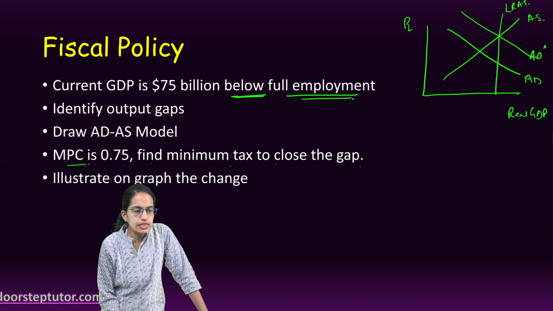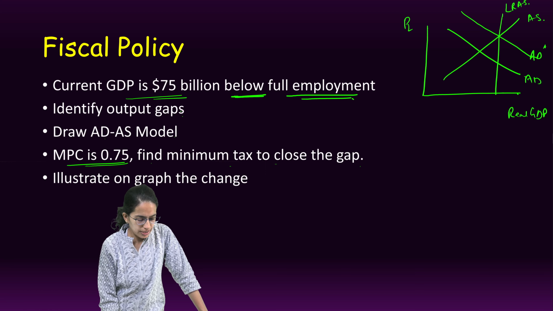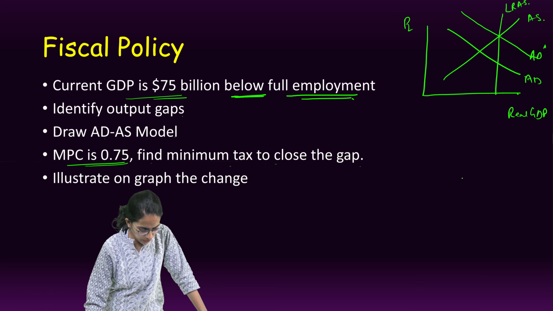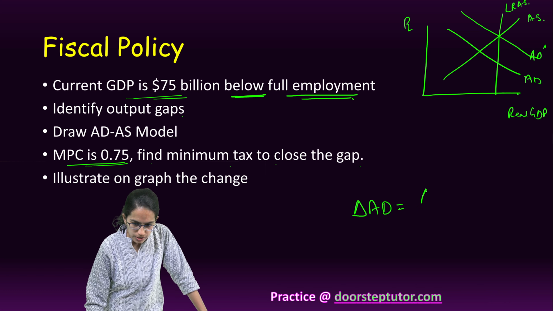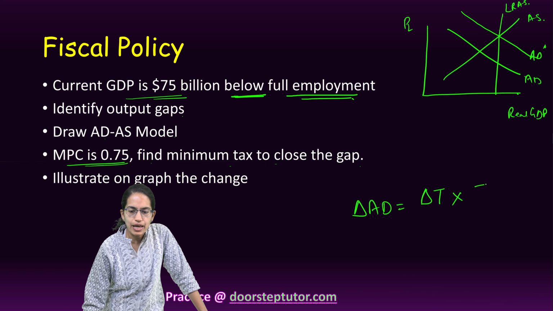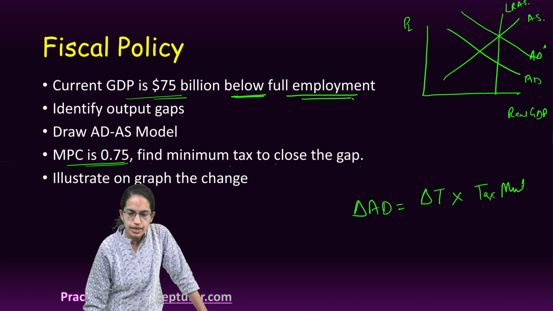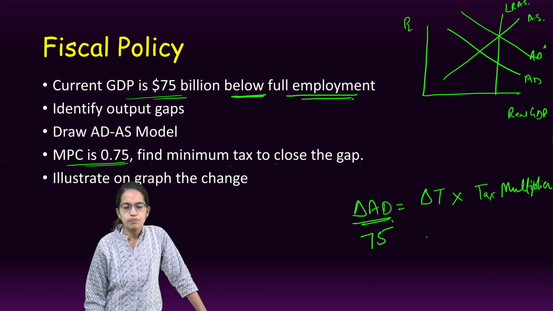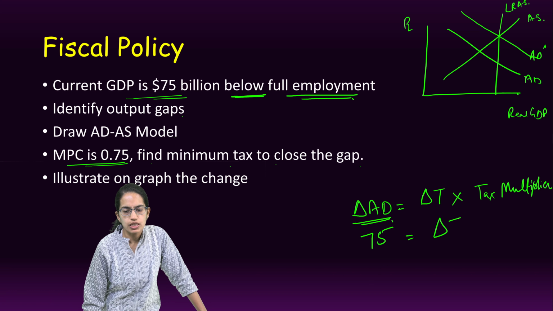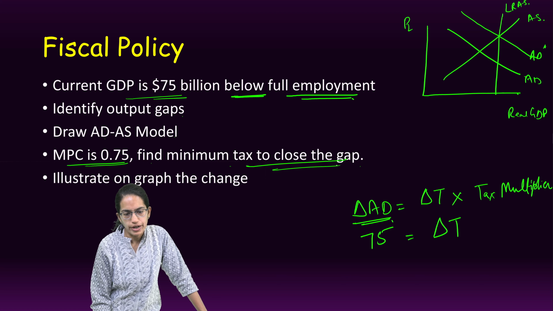Now the question says the MPC is 0.75 and the current GDP gap is $75 billion. So what I can do is simply write it as the change in aggregate demand equals the change in tax multiplied by the tax multiplier. Now the change in aggregate demand is how much? $75 billion. What is the change in the tax? That I have to find out. And how do I calculate the tax multiplier?